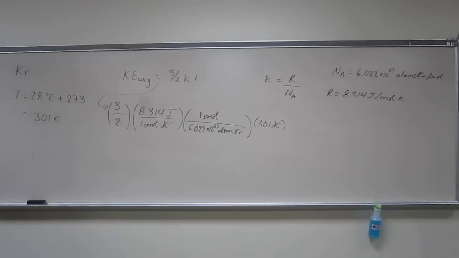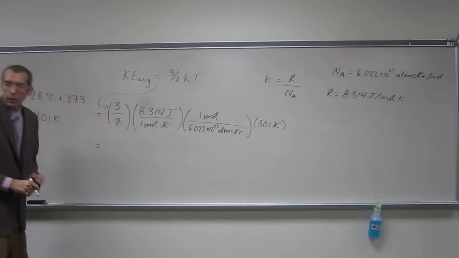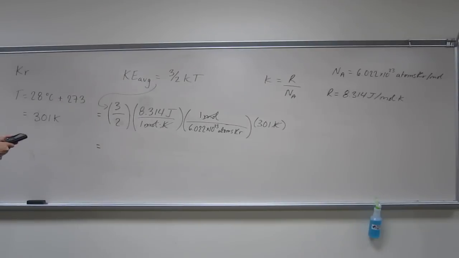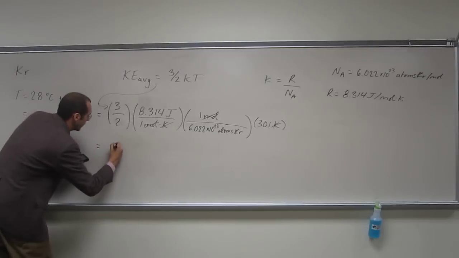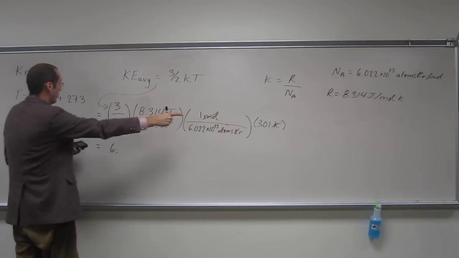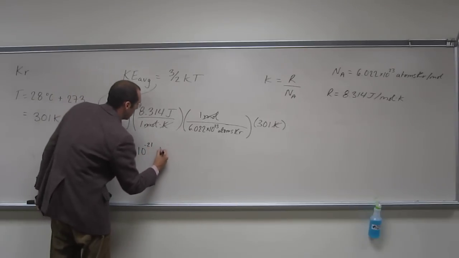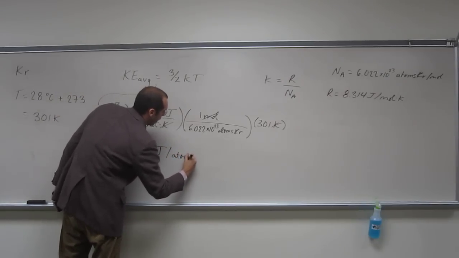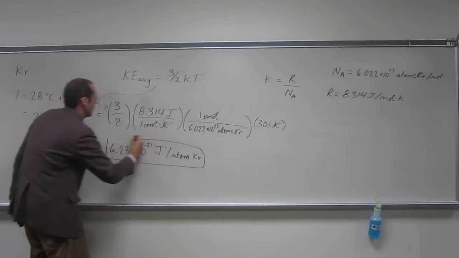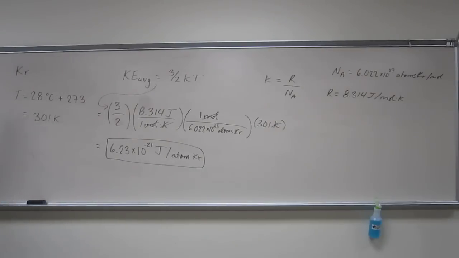Okay, so we expect that to be a very small number, because every atom is not going to have very much energy associated with it. So let's go ahead and multiply this out. This answer is 6.23 times 10 to the negative 21st joules per atom of krypton. So that's how much energy is associated with each atom at 27 degrees Celsius.